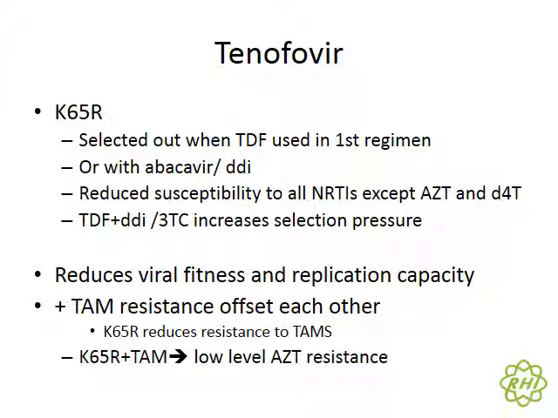And it does reduce viral fitness and replication to some extent. And there's this offset between thymidine analog mutations. Actually, you become less resistant to your TAMs if you've got the K65R. So AZT, therefore, is an excellent choice for second line if you are resistant to tenofovir.